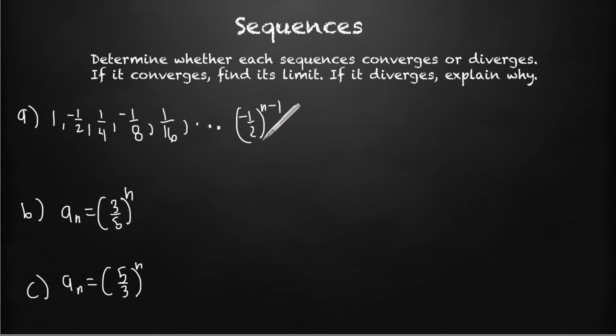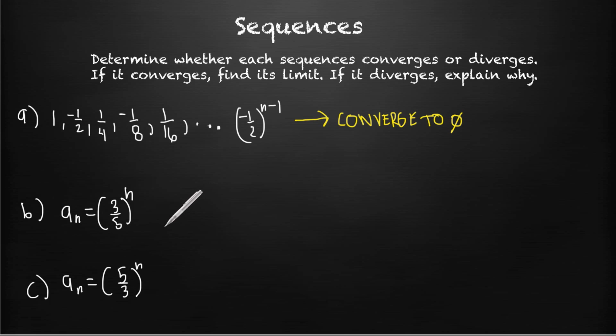So in this first example, letter A, we can see that the numbers are going down, and it wants us to determine whether each sequence converges or diverges. If it converges, then find the limit. In other words, tell us what number it's heading towards, what it's converging to, and if it diverges, explain why it diverges. And in letter A, we can see once again the numbers are getting smaller and smaller, and so eventually this is going to converge to 0. So we'll put converge to 0.